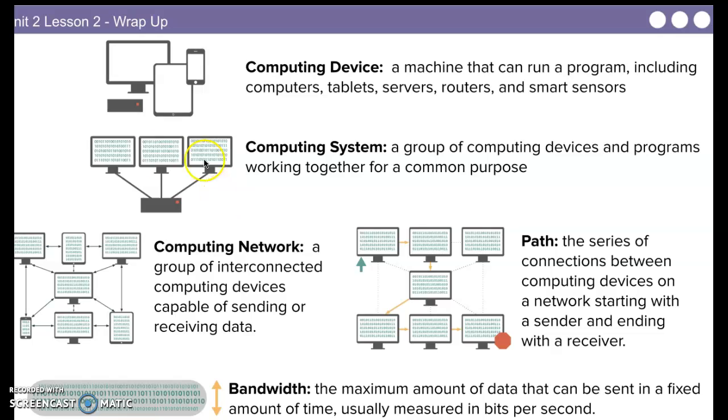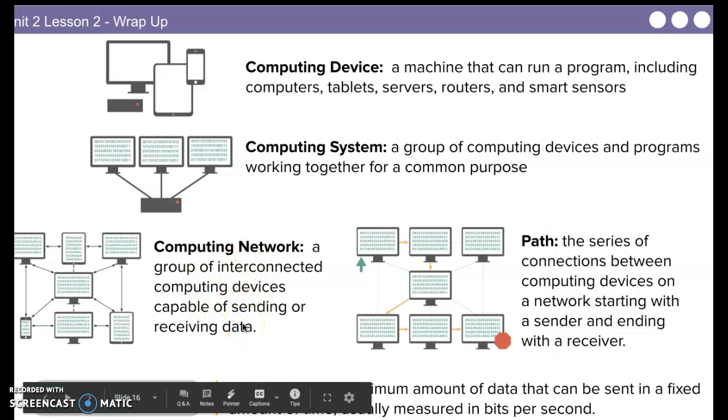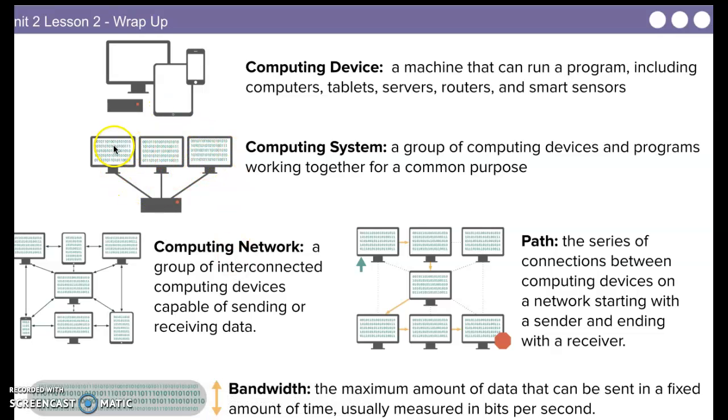So if you see this system, it looks a little different than this system. A computing system can be a computer network, but it also doesn't have to be. So if you look right here, computer A doesn't necessarily speak to computer B directly. A computer network is a group of interconnected computing devices capable of sending and receiving data. This isn't necessarily the same thing. This is more like this computer feeds information here, and this computer feeds information here.